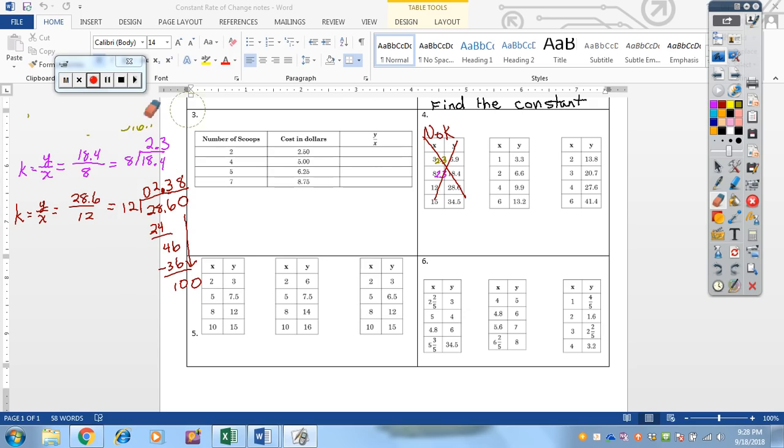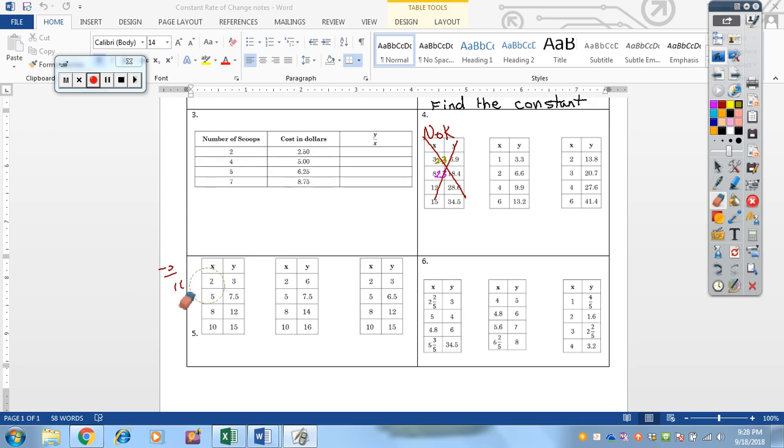You got to try the next table. Or you could skip that table and try the next one. It's up to you. X and Y. .3 divided by 1. I love to divide by 1. I'm not even going to do it. I know any number over 1 is just itself.